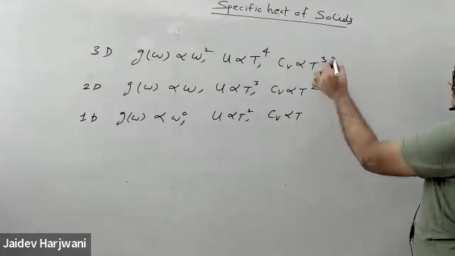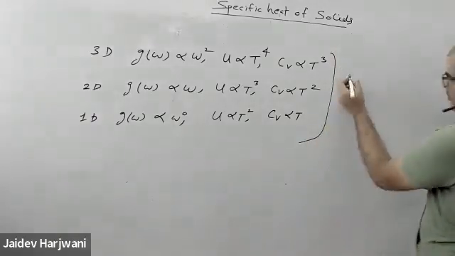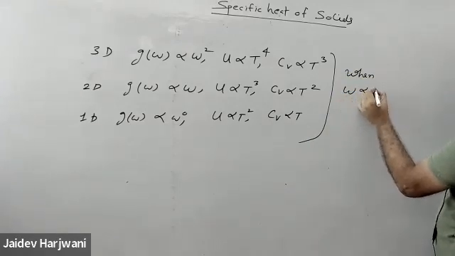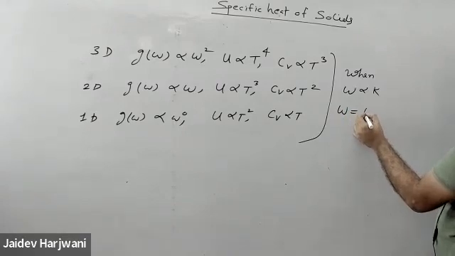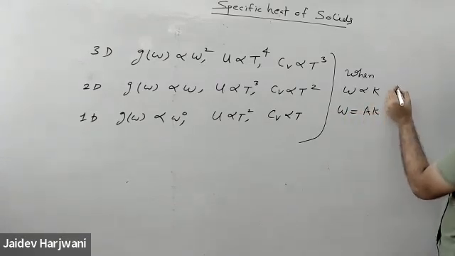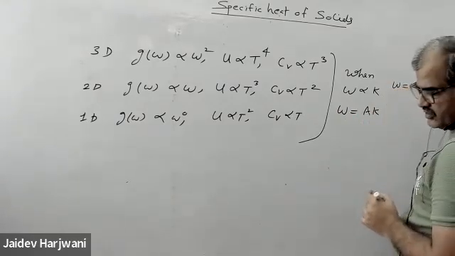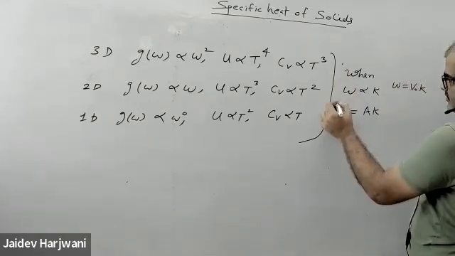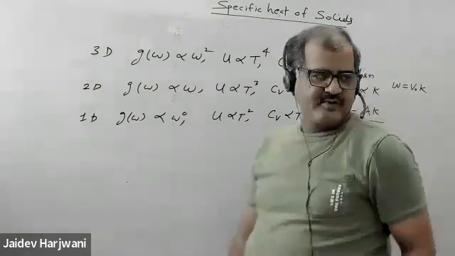But these relations are valid only when omega is proportional to k. When we use lattice vibration, we assume that omega is equal to v naught k, where the velocity of sound is taken constant. So these relations are valid only when you have a linear dispersion relation omega-k.